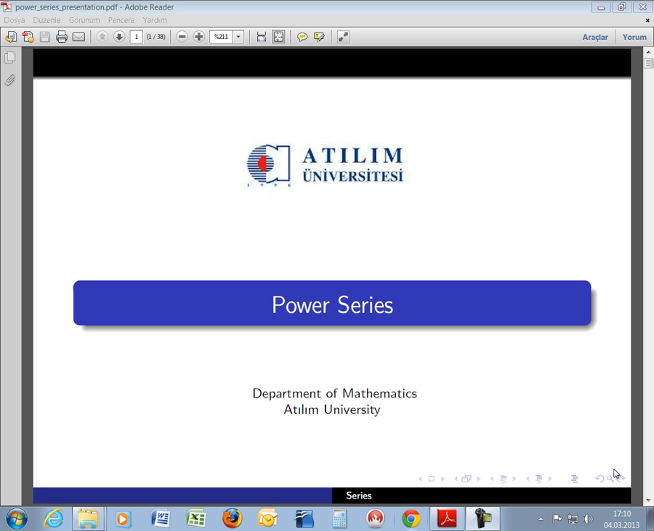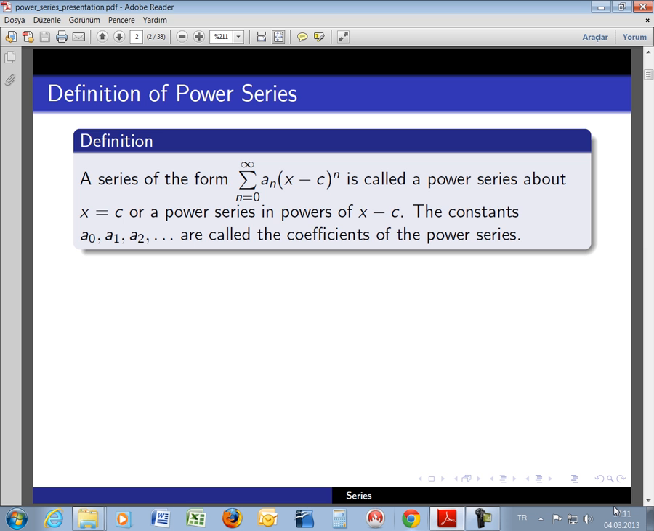Hi, this summary will be the last summary of chapter 1, that is sequences and series. Now we will summarize the power series, Taylor series, Maclaurin series and some applications of those series. First, we want to give the definition for a power series.